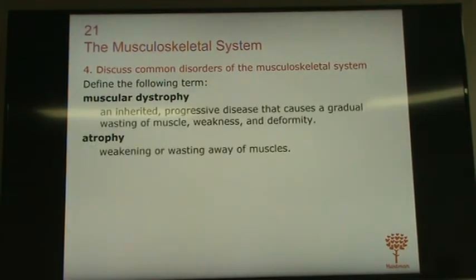Muscular dystrophy and atrophy. They're similar in meaning. They both are a condition where the muscles are weakened or wasting. They start losing muscle, which makes it difficult for them to function normally. But muscular dystrophy is hereditary. Atrophy is not. Atrophy can happen at any point.